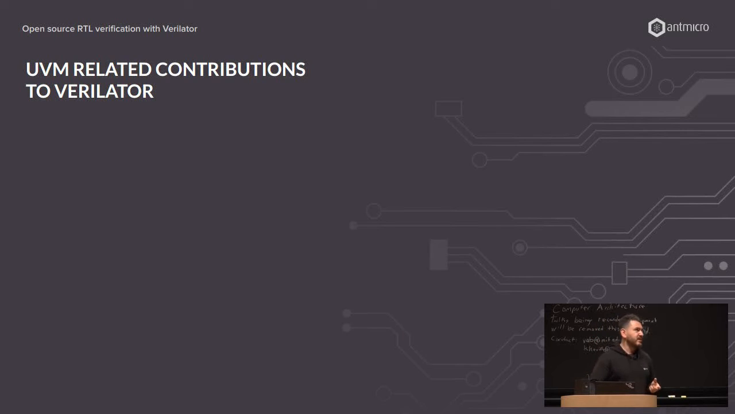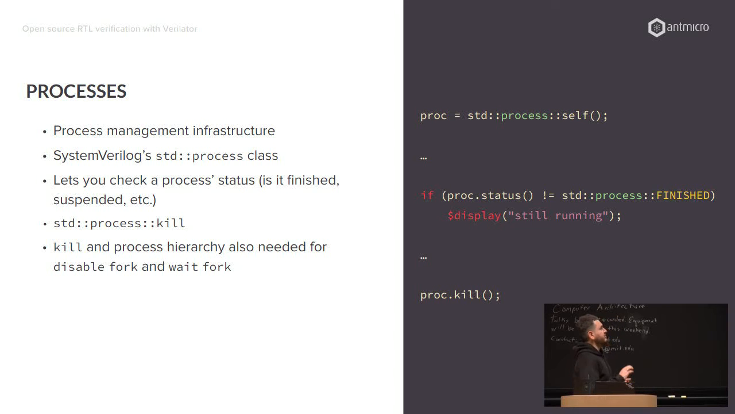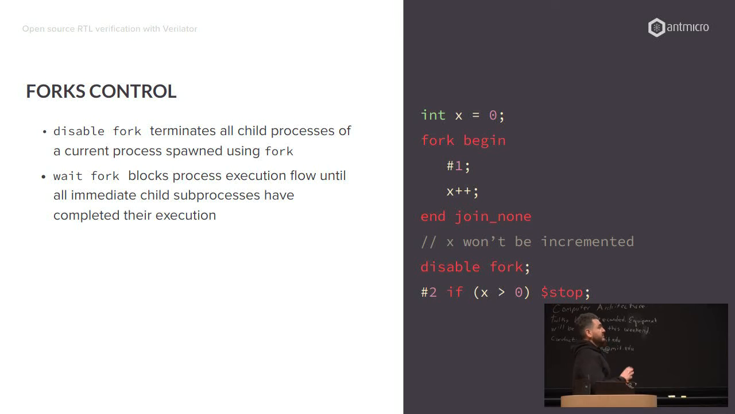So what exactly was contributed? In this presentation, I'm limiting myself only to the stuff that we did. Of course, there was a lot of other work from other people. So first of all, processes. Used extensively by UVM, through the SystemVerilog standard library to control the processes that are spawned, so the processes can control themselves. Fork controls. UVM spawns a bunch of processes for all those listeners, all those things that generate the data, feed it to BFMs, gather the results, and so on.